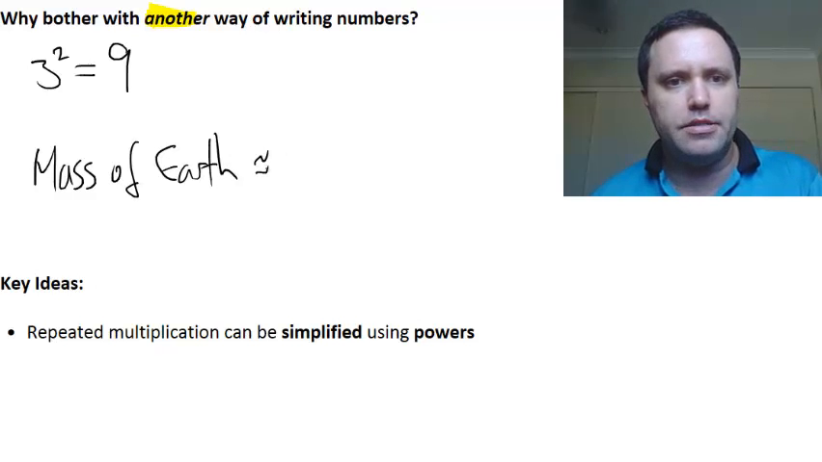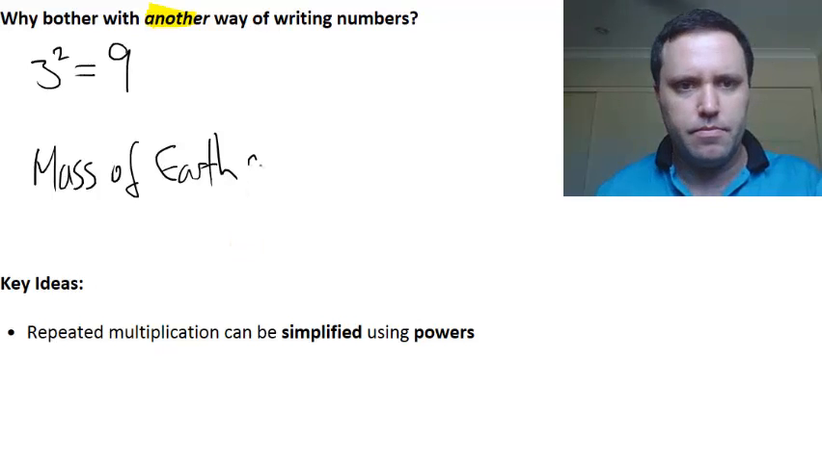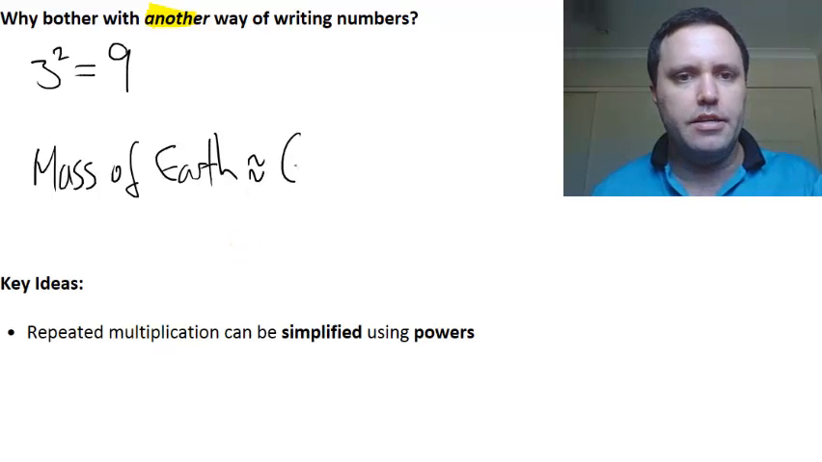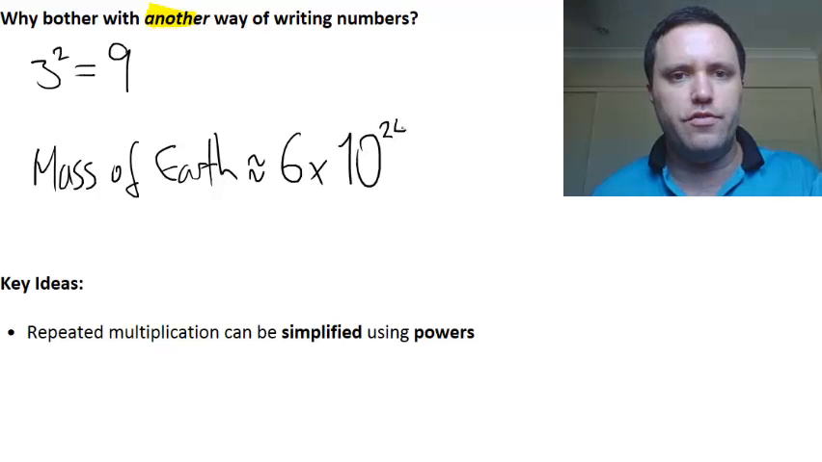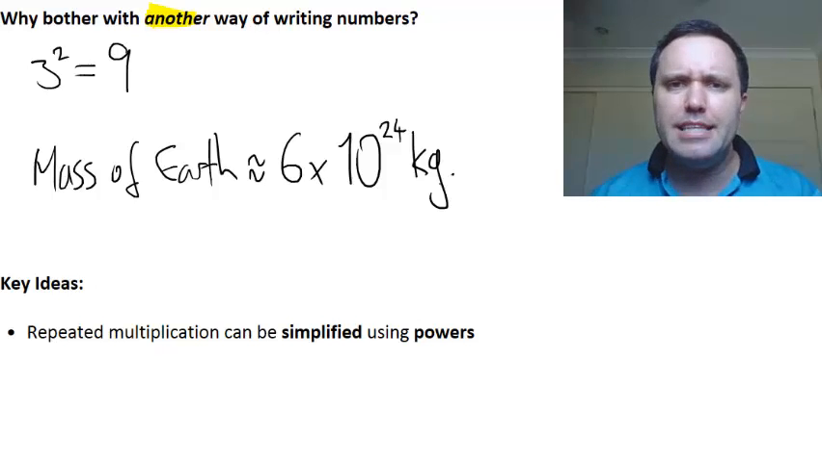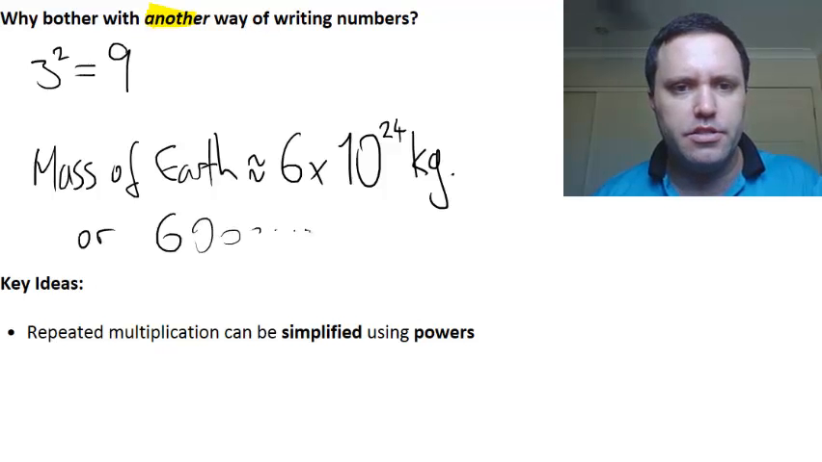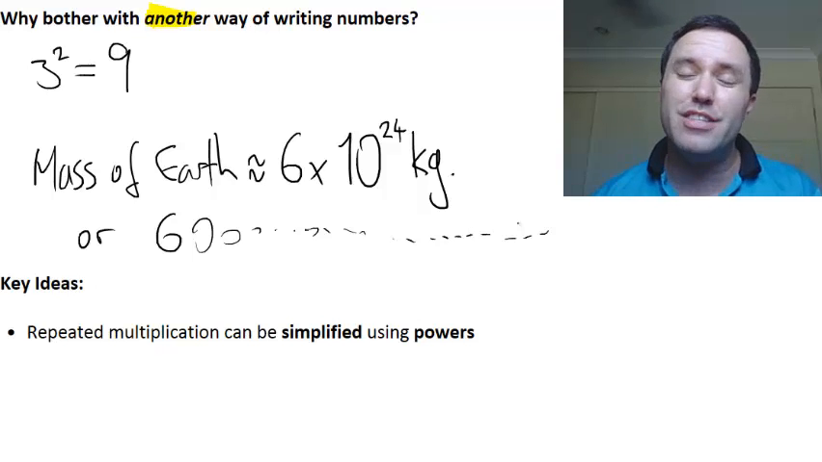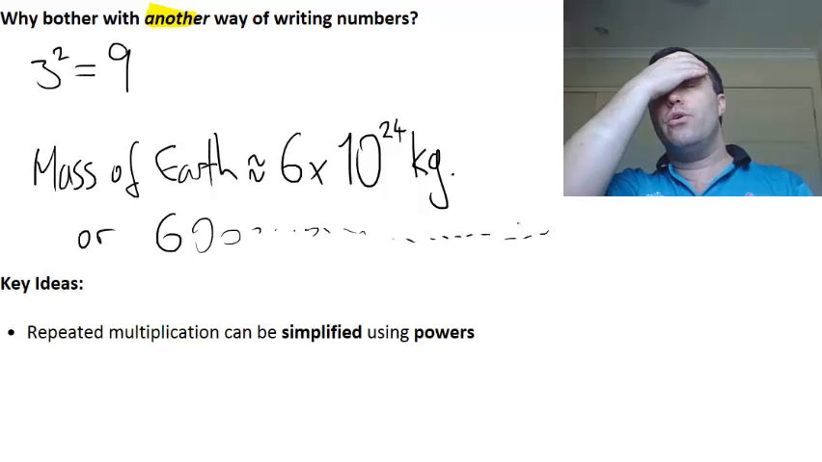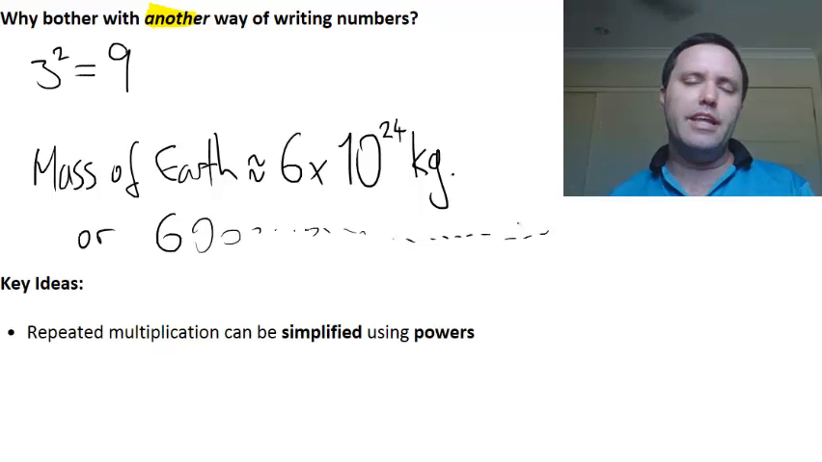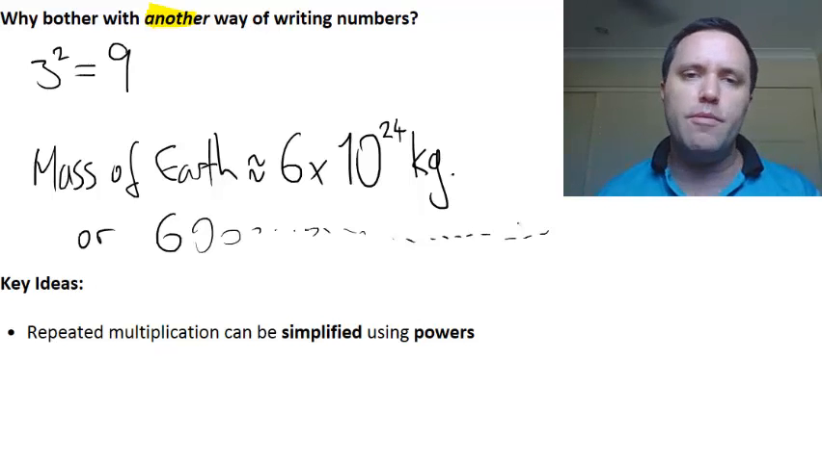is about 6 times 10 to the power of 24 kilograms. Okay, so it just makes it so much easier. Otherwise, we could write 6 0 0 0 0 0 0 0 0 0 0 0 24 zeros. That's a lot of zeros. Crazy. So that's why we want this index way of writing things. So it's just way easier for us.